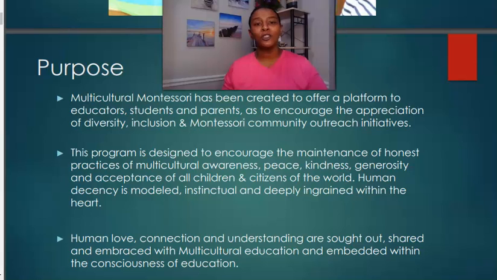Listen to children's music in a Caribbean style. Listen to children's music with a country tune. Listen to children's music with a classical twist. There are so many different ways that we can enhance our students' and our children's experiences, as well as our own, as adults and educators and parents who live in a very diverse society.